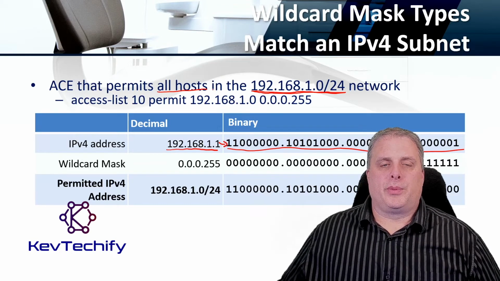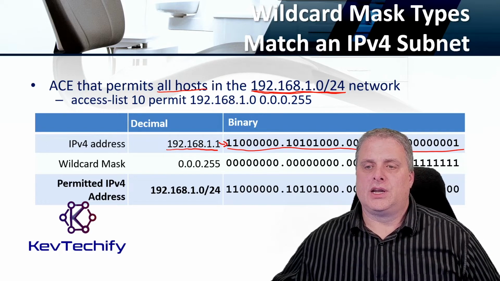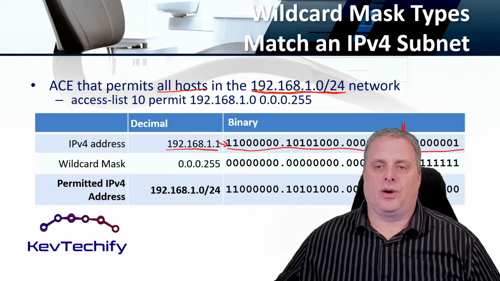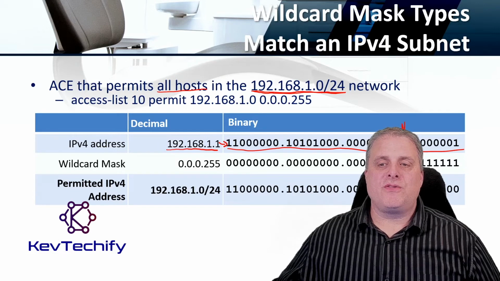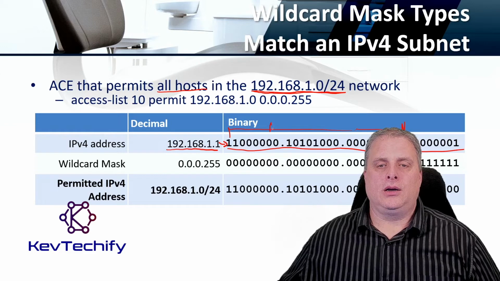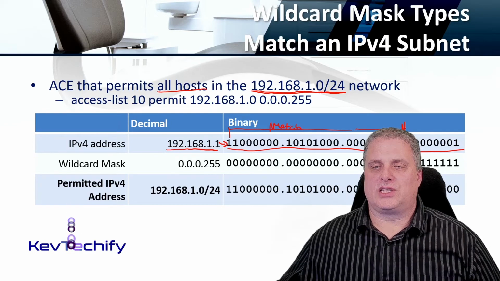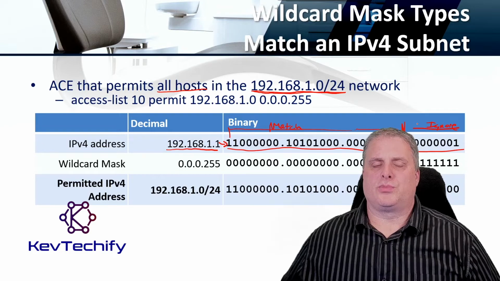Now, we have to permit all hosts in this network. And so it's a /24. So the difference between our host portion and network portion is right here. That's a /24. What that means is we have to match everything before this. We match this. And then after where the subnet mask is, we can ignore that. We can ignore this portion.